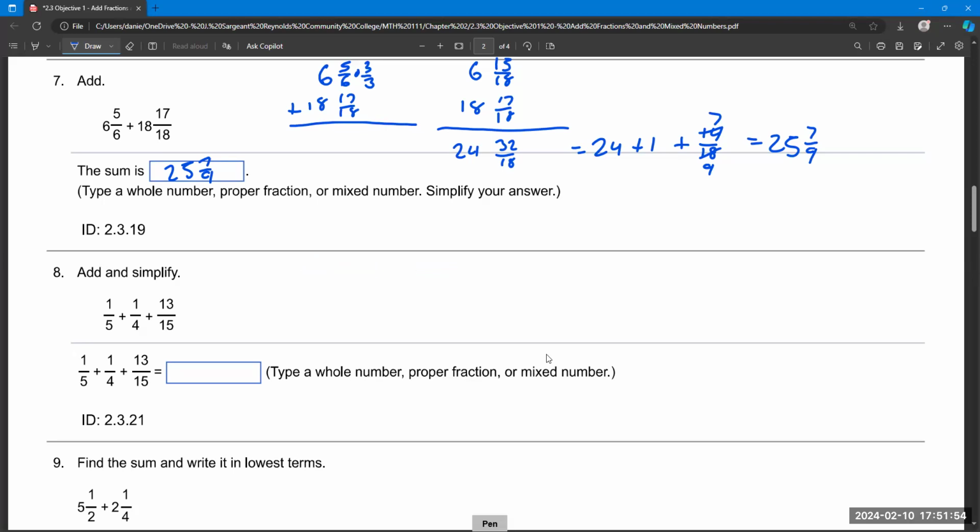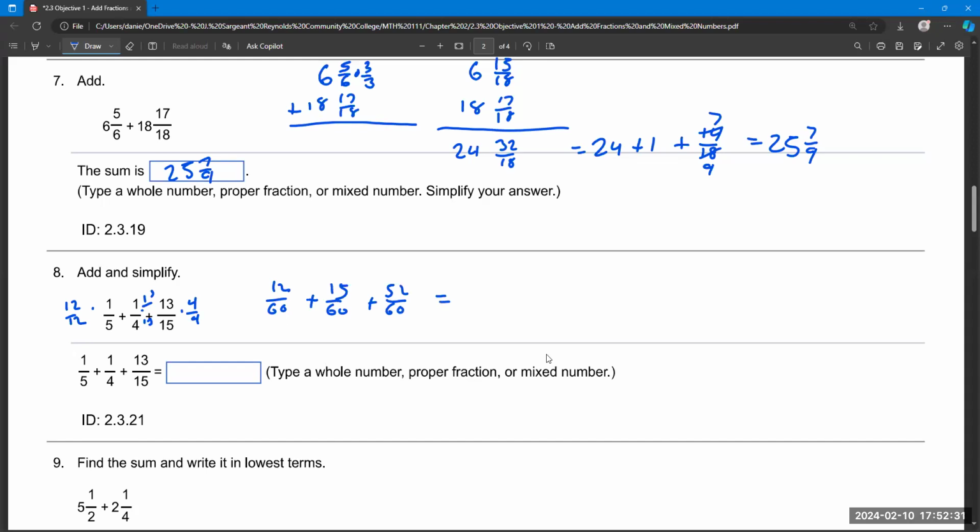All right. So that means this one has to be multiplied by 12 over 12. This one by 15 over 15. And this one by 4 over 4. So this is going to give me 12 over 60 plus 15 over 60 plus, and then 4 times 13 is 52 over 60.